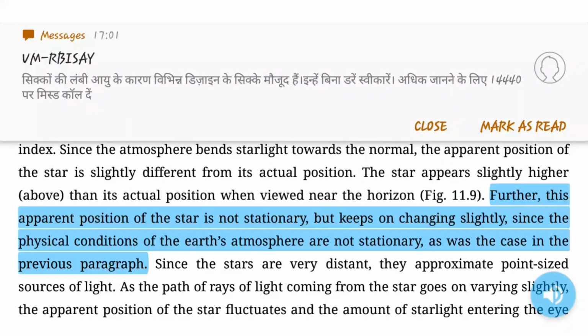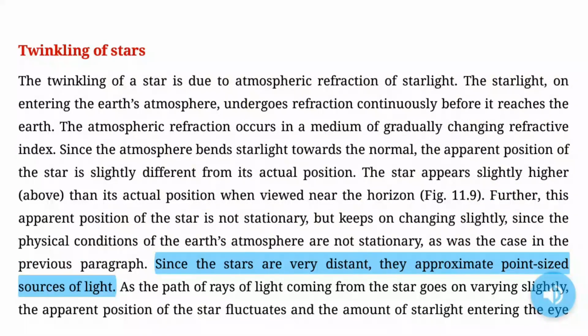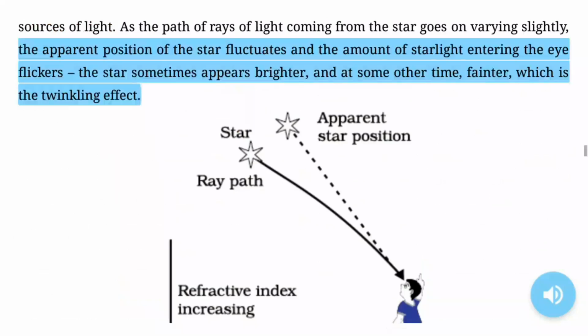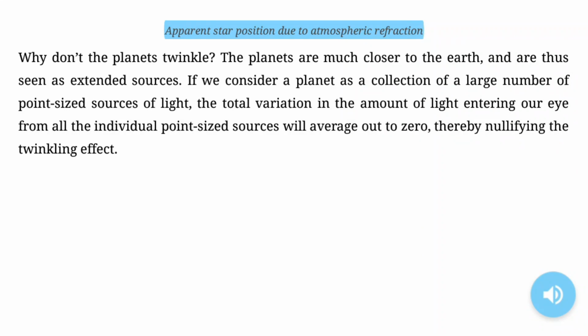Fig. 11.9. Further, this apparent position of the star is not stationary, but keeps on changing slightly, since the physical conditions of the Earth's atmosphere are not stationary, as was the case in the previous paragraph. Since the stars are very distant, they approximate point-sized sources of light. As the path of rays of light coming from the star goes on varying slightly, the apparent position of the star fluctuates, and the amount of starlight entering the eye flickers. The star sometimes appears brighter, and at some other time, fainter, which is the twinkling effect. Figure 11.9. Apparent star position due to atmospheric refraction.